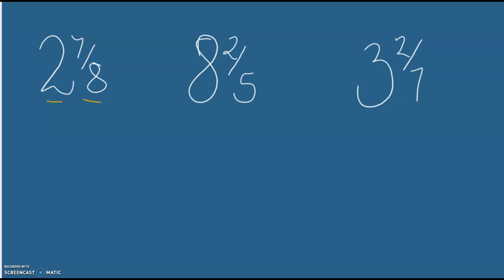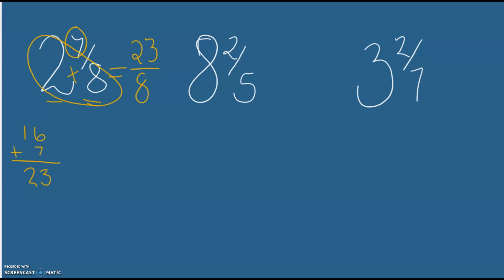The way that you convert it into an improper fraction is you take the whole number times the denominator. So you're going to do 2 times 8. 2 times 8 is 16. So I'm going to have my 16, and then I'm going to add the rest of my numerator, which in this case is 7. So I'm going to add the 16 plus the 7, 16, 17, 18, 19, 20, 21, 22, 23. So I know that my new numerator is going to be 23. So the improper fraction that this would convert into would be 23/8.